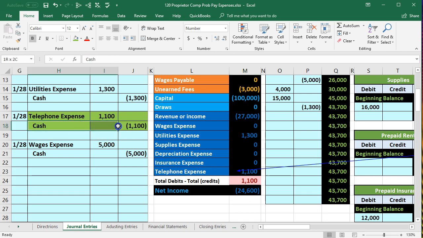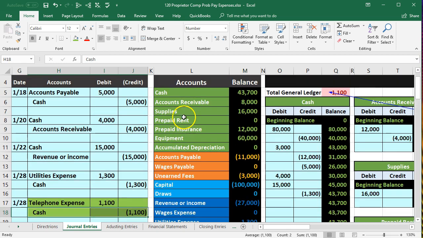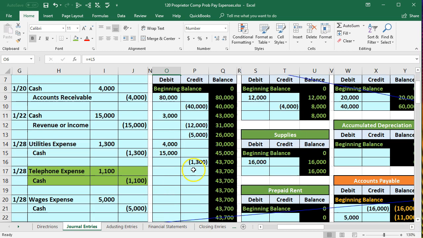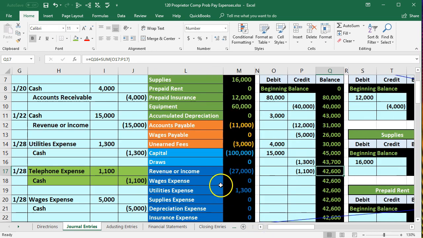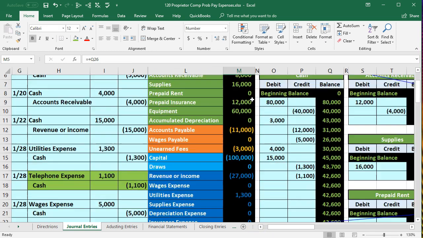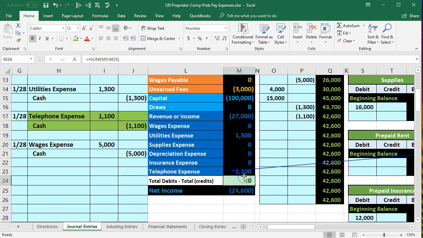The other side's going to go to cash. So here's cash up top, first account on the GL as well. So we're going to be here on the credit side in cell P17. Within P17, we're going to say equals, point to that 1,100, bringing the 43,700 down by 1,100 to 42,600. That then, of course, is found on the trial balance, putting us back in balance.